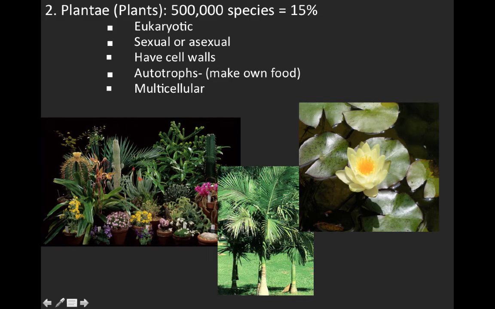The next kingdom is plants. We call that Plantae. Plantae is 500,000 species, 15%. They're eukaryotic. They can reproduce sexually or asexually. They have cell walls, and they have complex organ systems. They're autotrophs, so they make their own food, and they're multicellular.